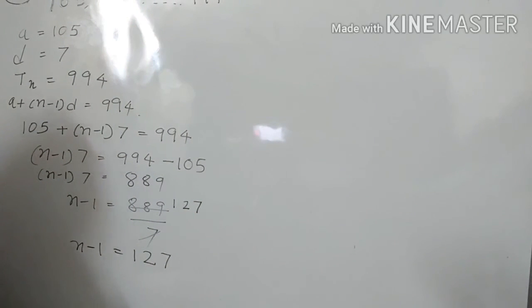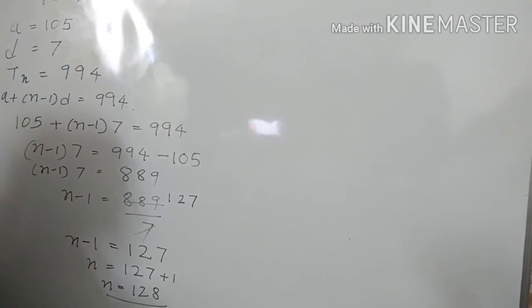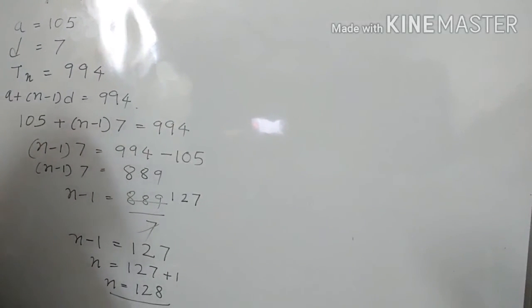But we need the n value. So n is equal to 127 plus 1. So 127 plus 1 is 128. So this is our final answer. n is equal to 128. So how many total terms are there in this AP? They are 128, which are divisible by 7.